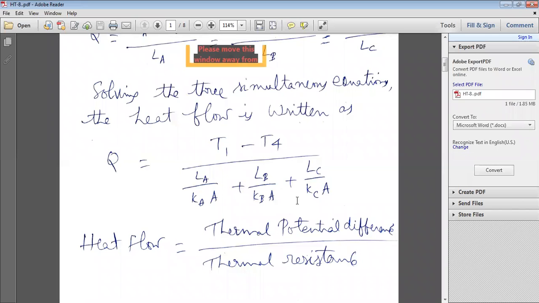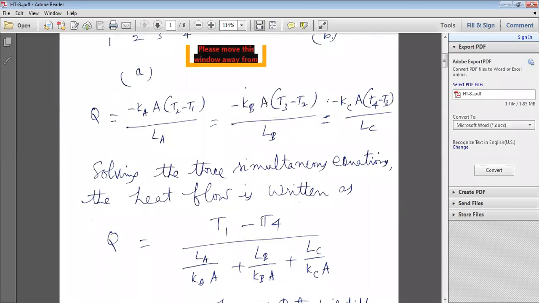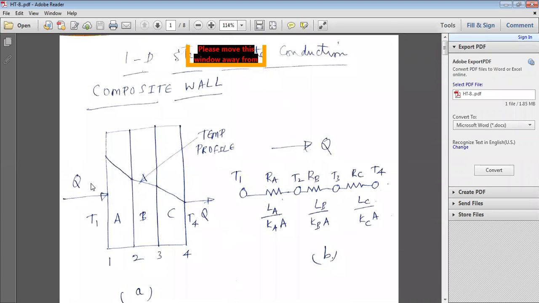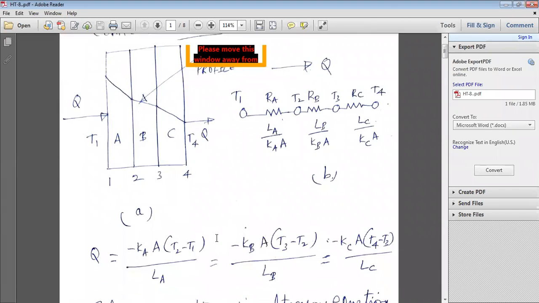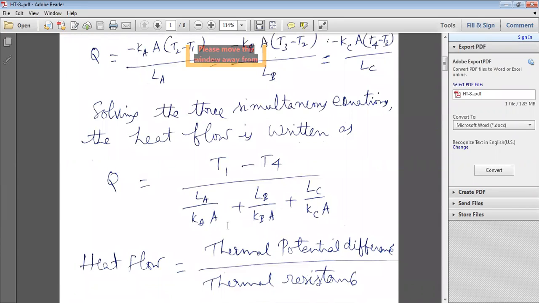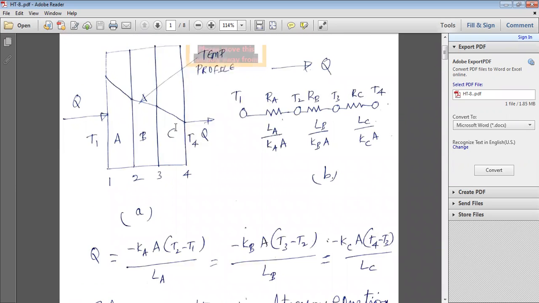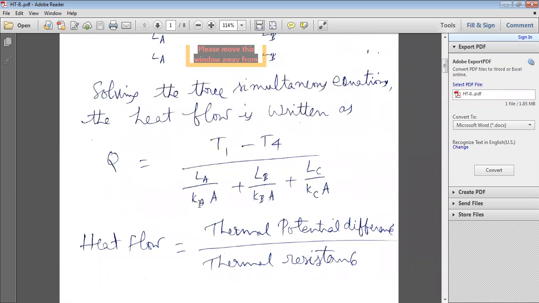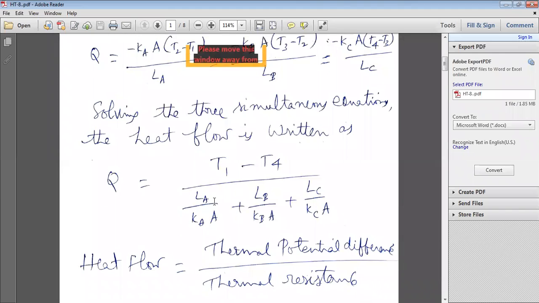KcA. So by solving these three equations, the heat transfer rate for the composite wall, Q, is equal to T1 minus T4, the overall temperature drop, divided by the sum of the resistances offered by the individual materials. Thermal resistances in series are added because all three materials are in series. Instead, if the materials are in parallel, 1 by R is equal to 1 by R1 plus 1 by R2 plus 1 by R3. If they are in series, R is equal to R1 plus R2 plus R3.